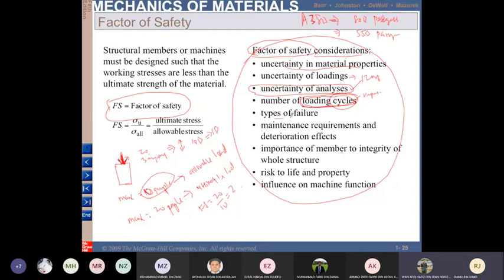And then types of failure as well, maintenance requirement and deterioration effects, importance of integrity of procedure, risk to life and property. Risk to life and property, this is risk, because we don't want to lose human beings, we don't want to kill people, so we put factor of safety in consideration.